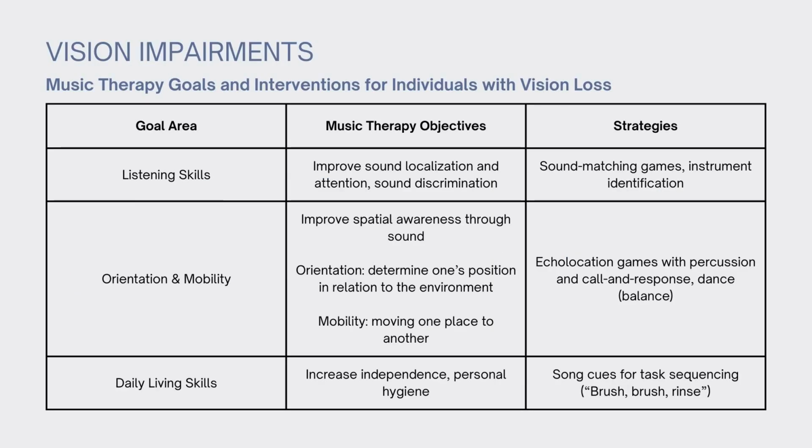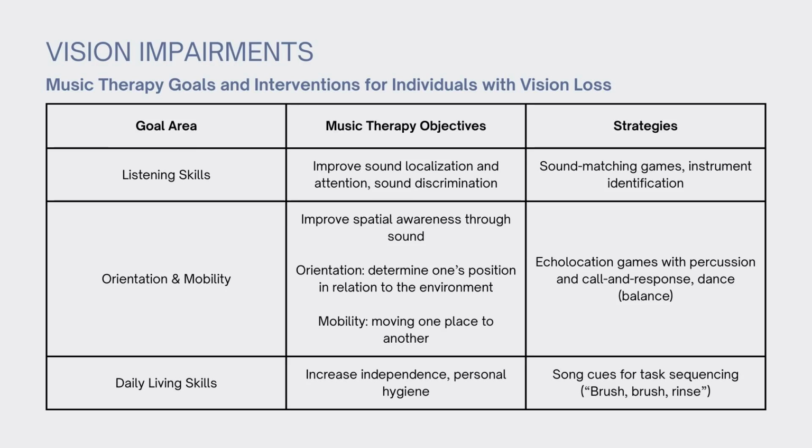As for the goal and intervention for the listening skills, to improve sound localization and attention as well as sound discrimination, so you can use sound matching games or instrument identification. And then for OM, orientation and mobility, to improve spatial awareness through sound. So orientation is being able to determine one's position in relation to the environment, and mobility is just moving from one place to another. So you can do echolocation games with percussion and call and response, or dance for balance.